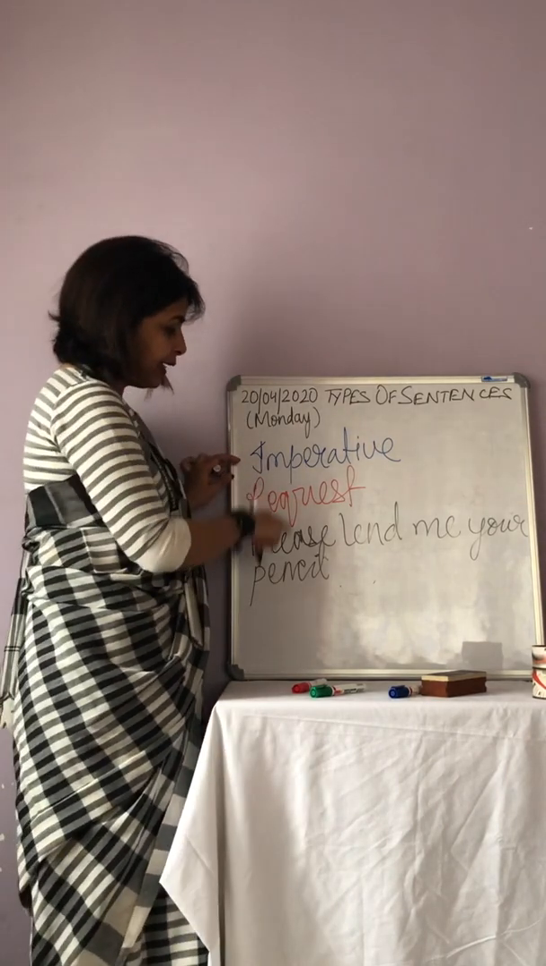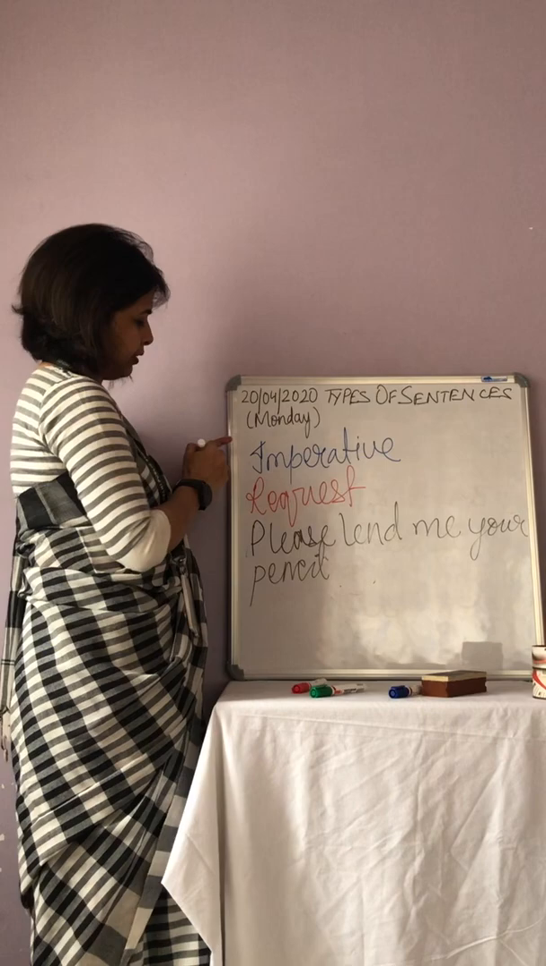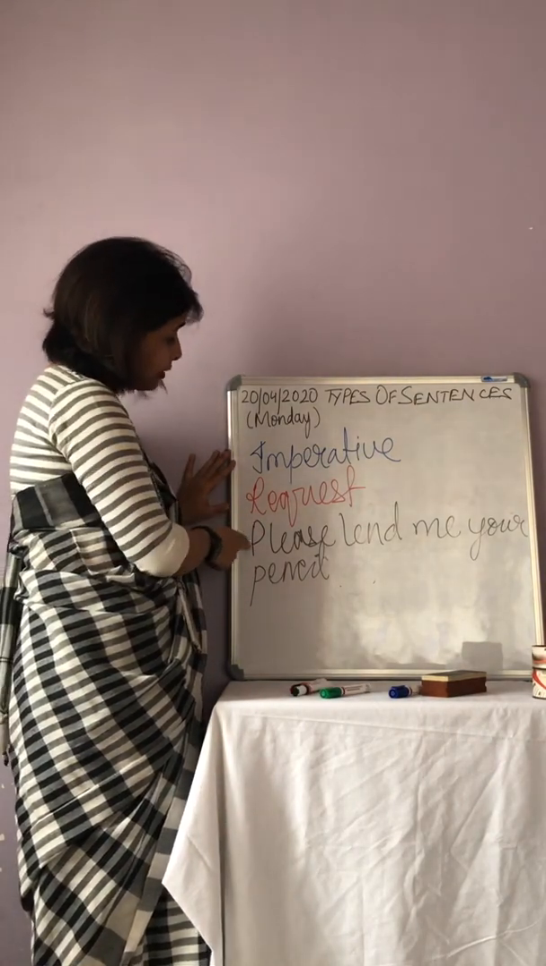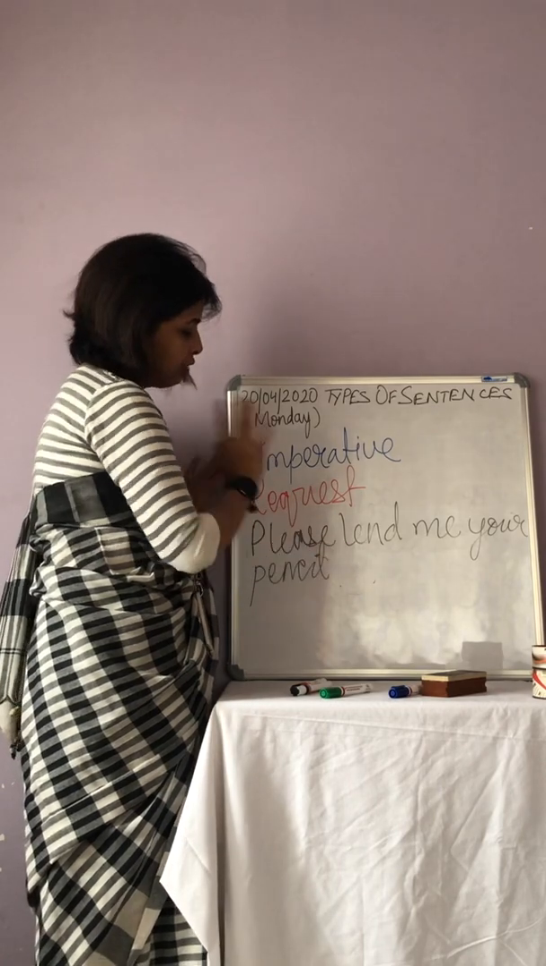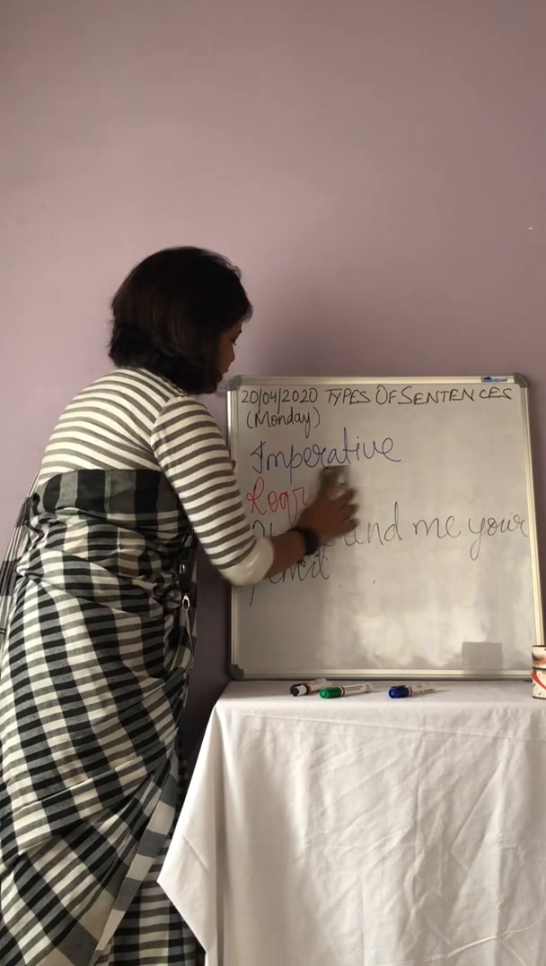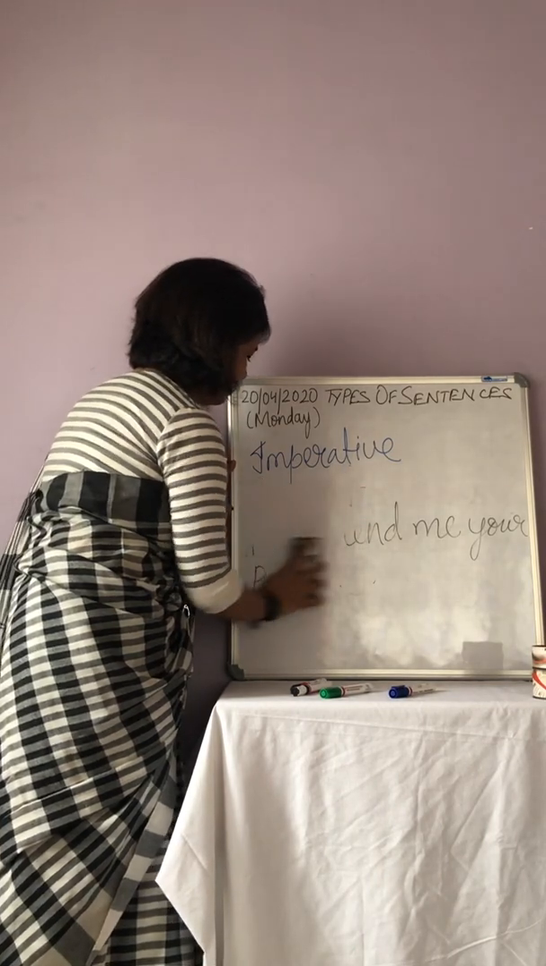Coming back, please lend me your pencil. Alright, children, so here I am requesting. So my P is beginning with a capital letter, ending with a full stop. This is the second type of imperative sentences. Alright.